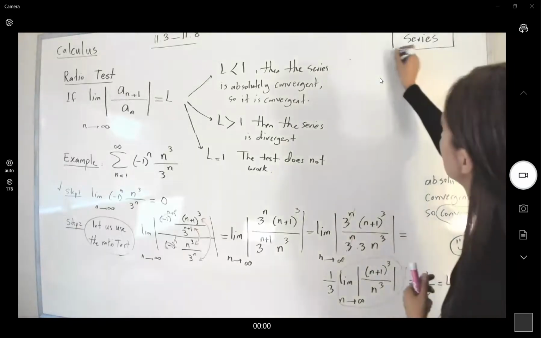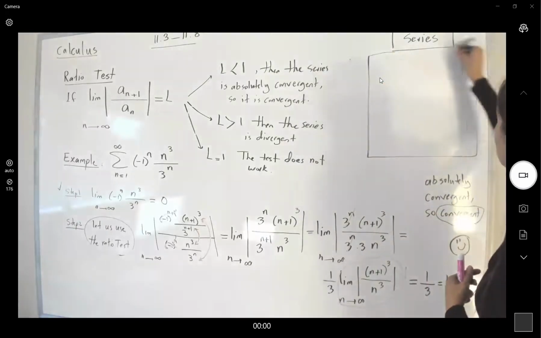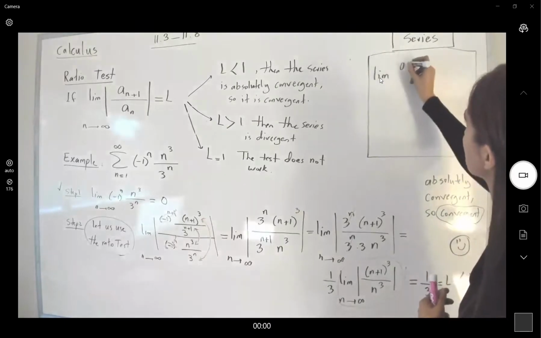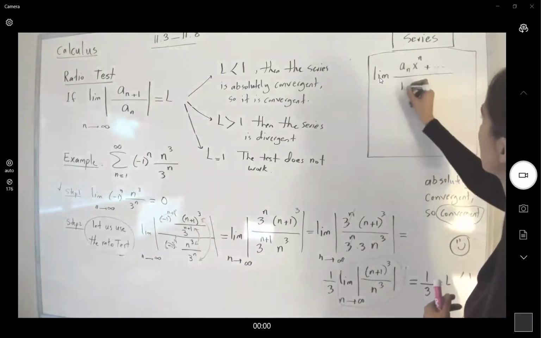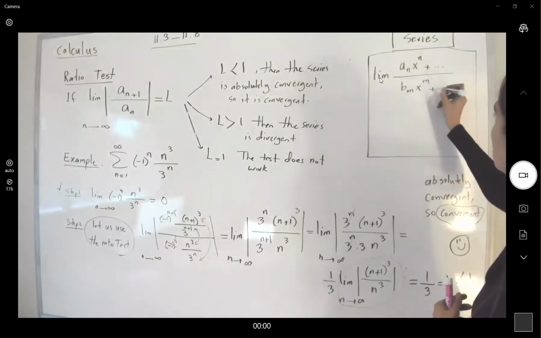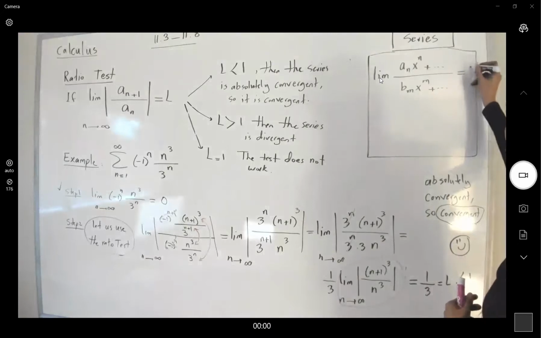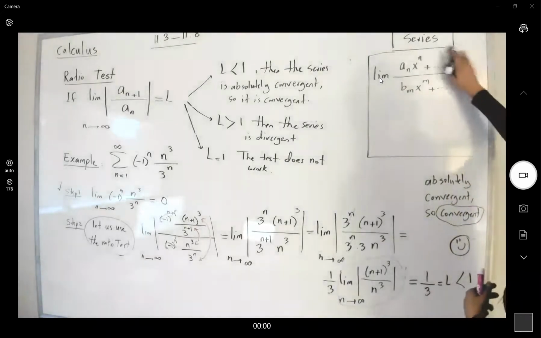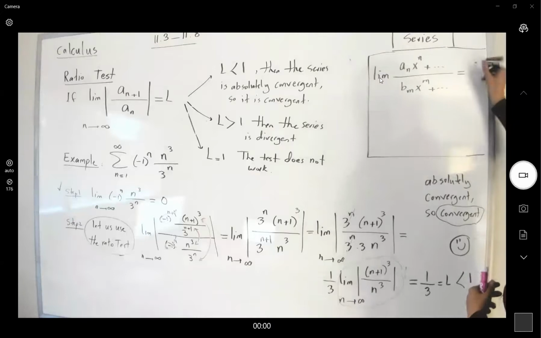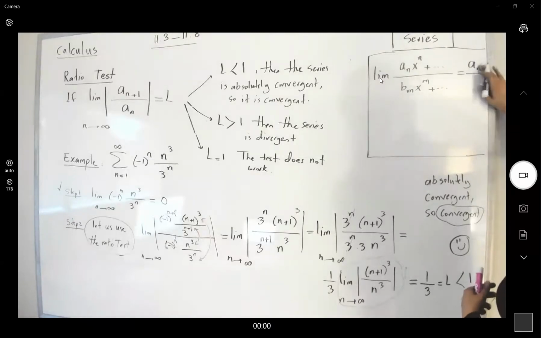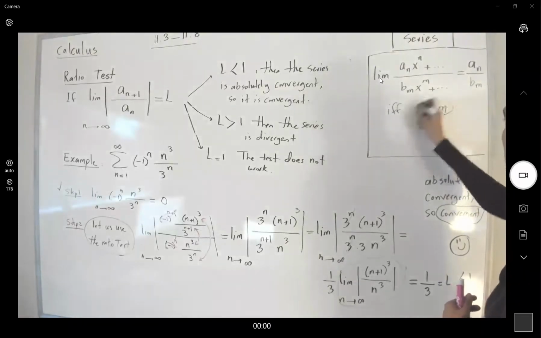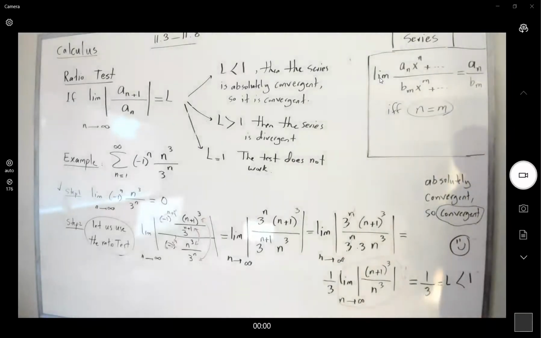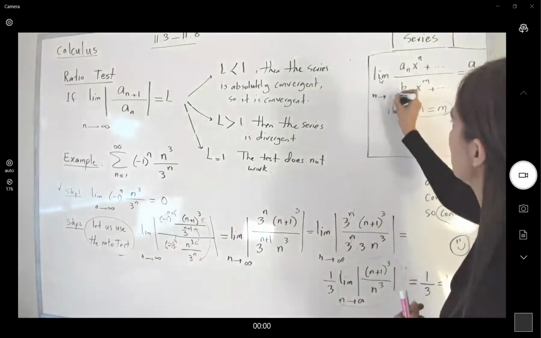Let me write this note here for you. The limit of a sub n x to the n plus the rest of the terms, divided by b sub m x to the m plus the rest of the terms, is equal to a sub n divided by b sub m if and only if n is equal to m, as x goes to infinity.